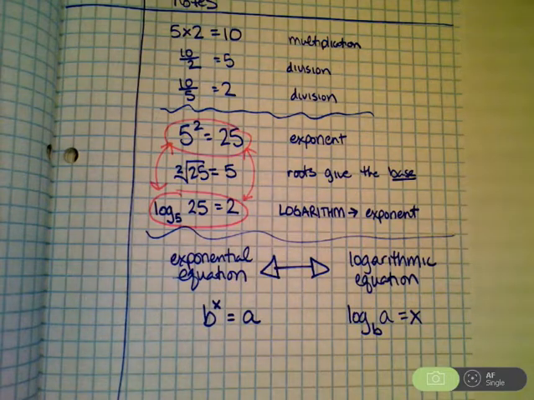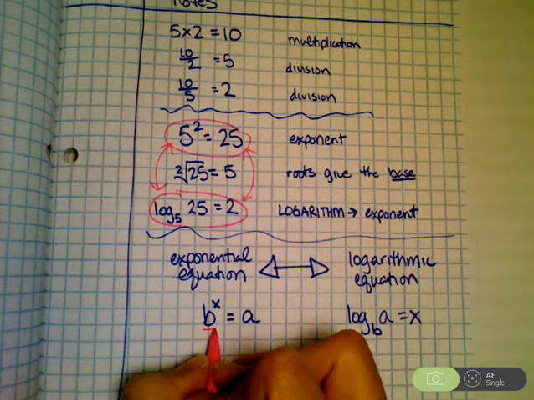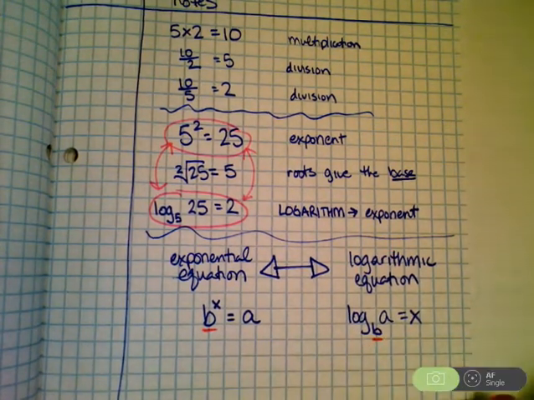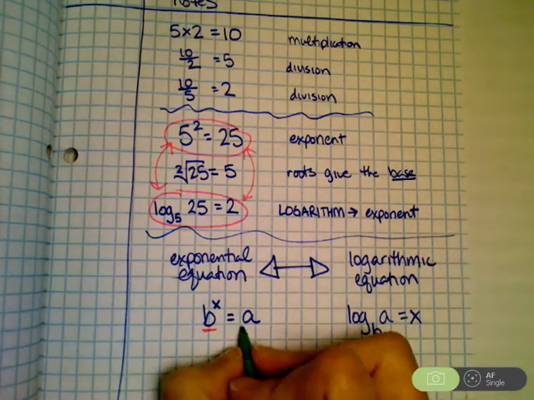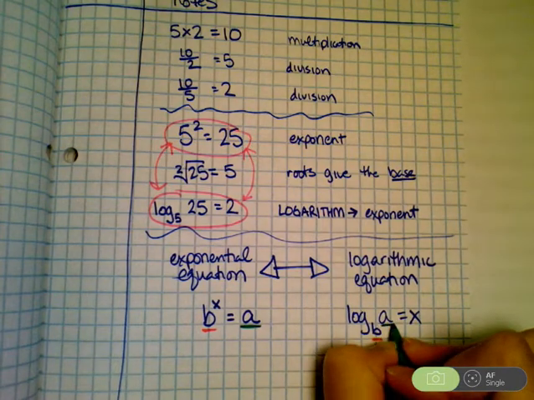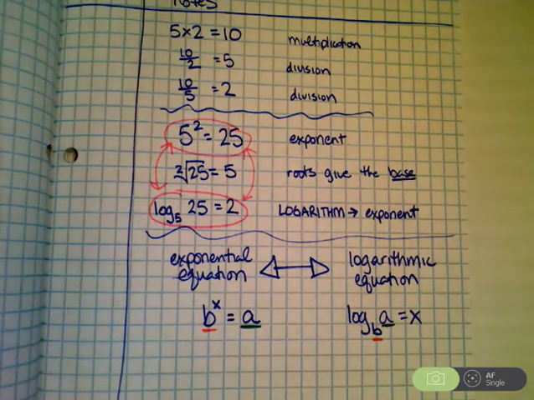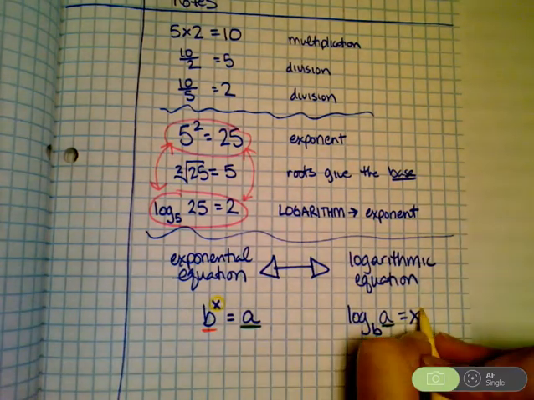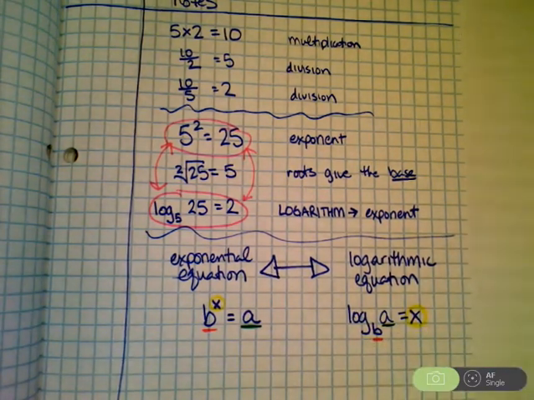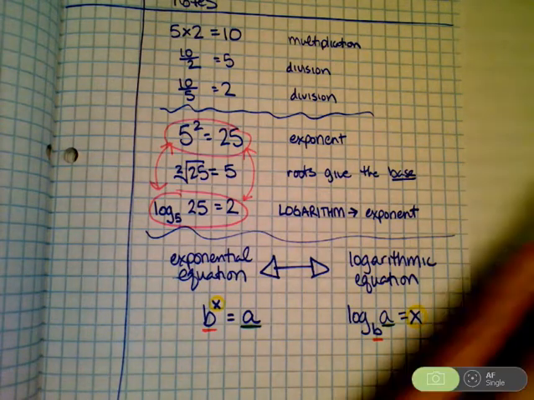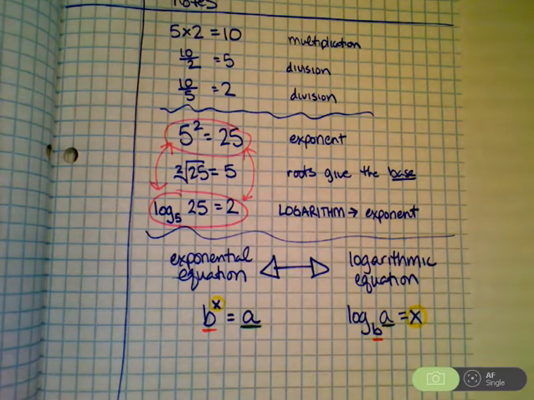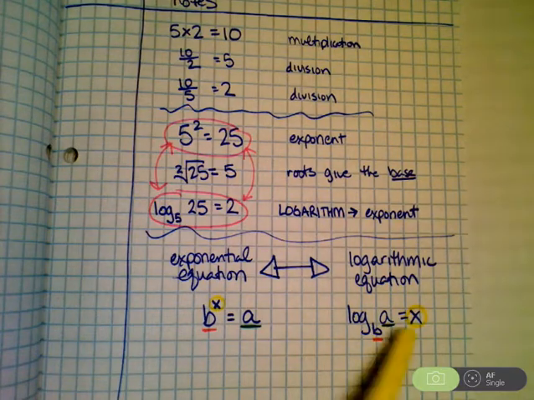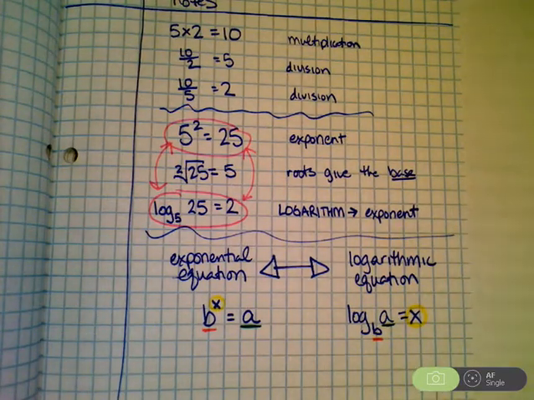So what you want to notice there, this base becomes the base in your log equation. The answer from the exponential equation is what you take the log of. And then the exponent from the exponential equation is the answer in the log equation. So those relationships are always going to hold true, and today and the next assignment you'll practice going back and forth between those a lot.